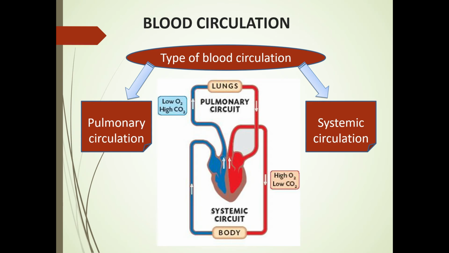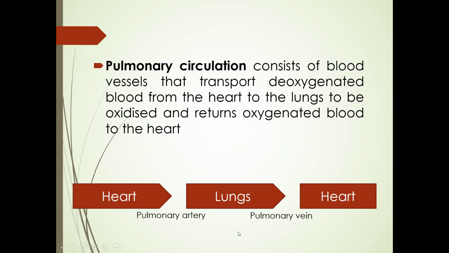Alright, so next we go to the types of blood circulation. The first one is the pulmonary, and the second one is the systemic circulation. Pulmonary is from the heart to the lungs, and systemic is from the heart to the rest of the body. Right, so let's see the meaning.